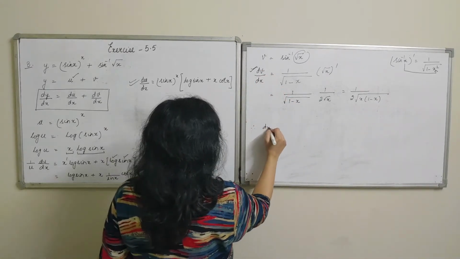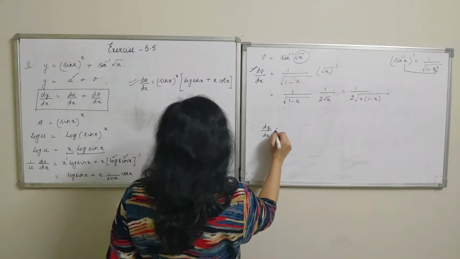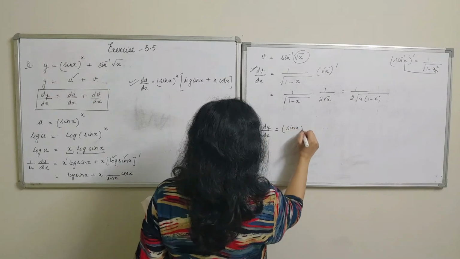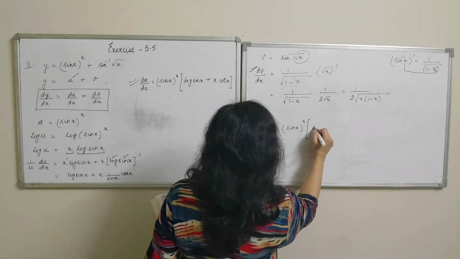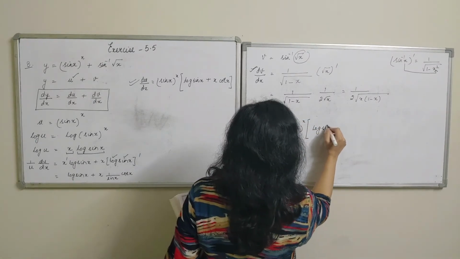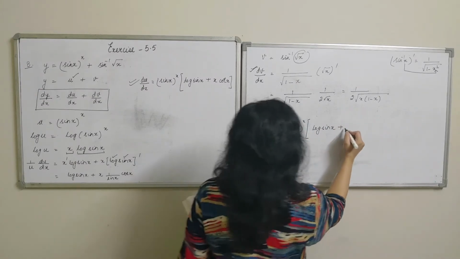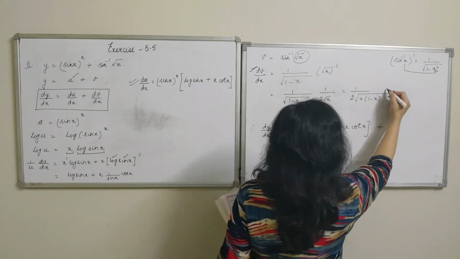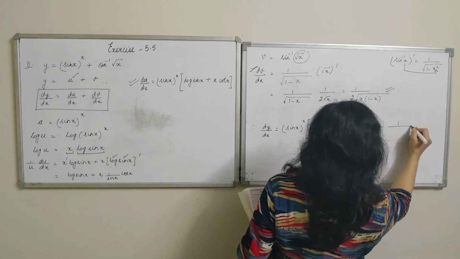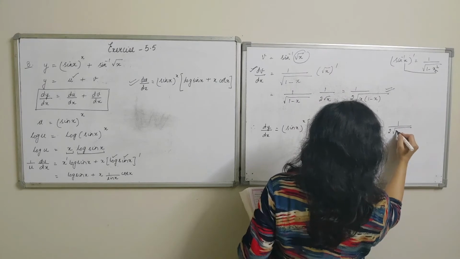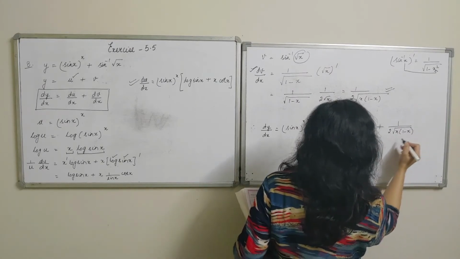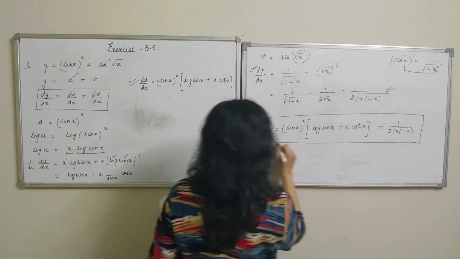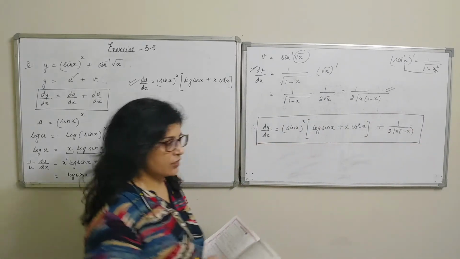So finally dy by dx is du by dx, which is this expression, sin x power x into log sin x plus x cot x, plus dv by dx, which is this, 1 upon 2 under root x into 1 minus x. So the derivative of the function with respect to x is obtained.